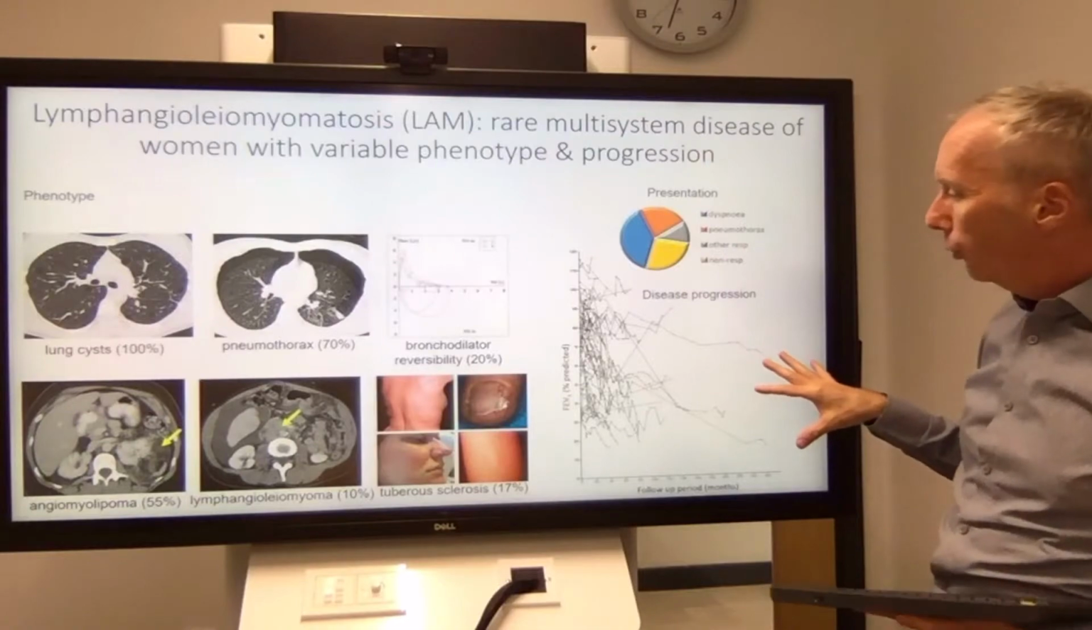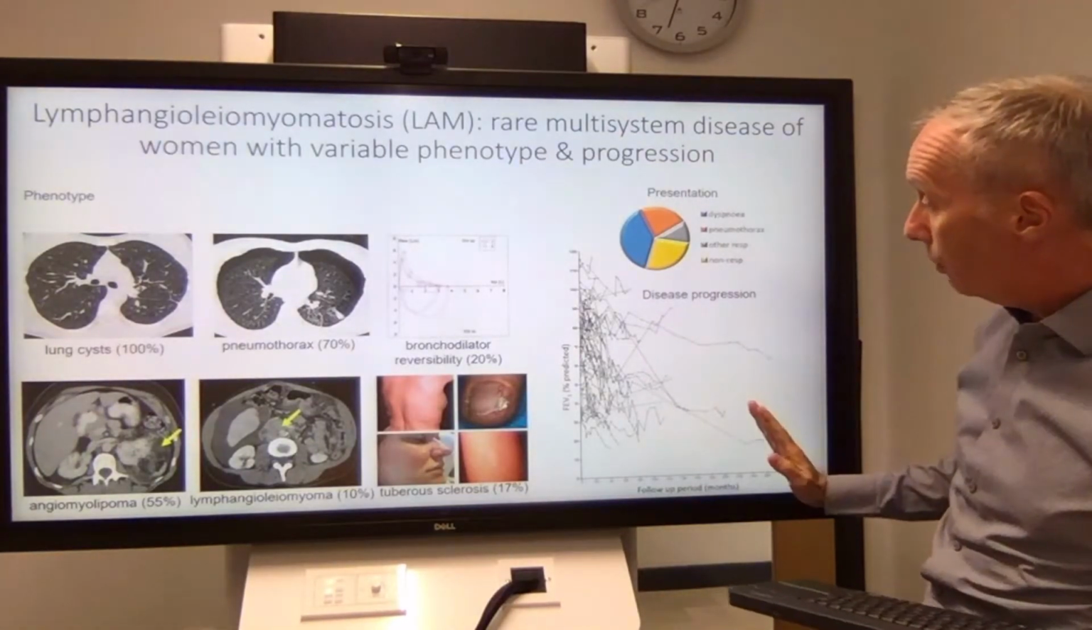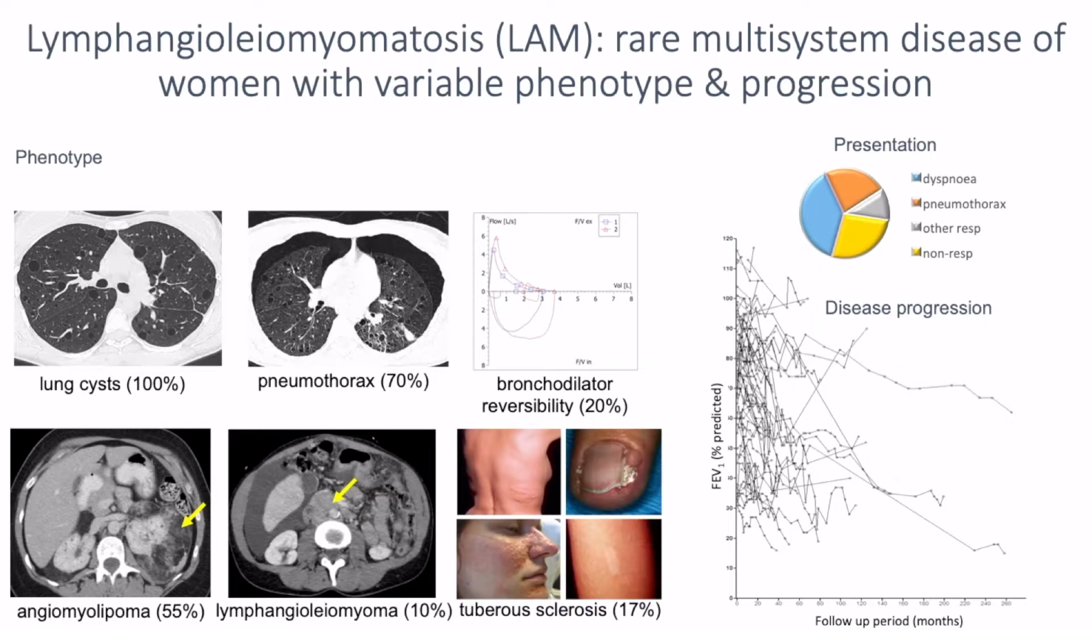And this is an important graph. Each one of these lines is the change in someone's lung function over a long period of time. So each line is a person. And so you can see there are some lines where the lung function never really falls over quite a long period, and others where it declines steadily over time.